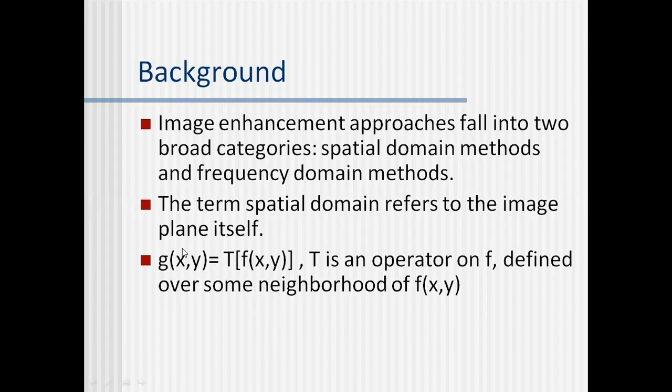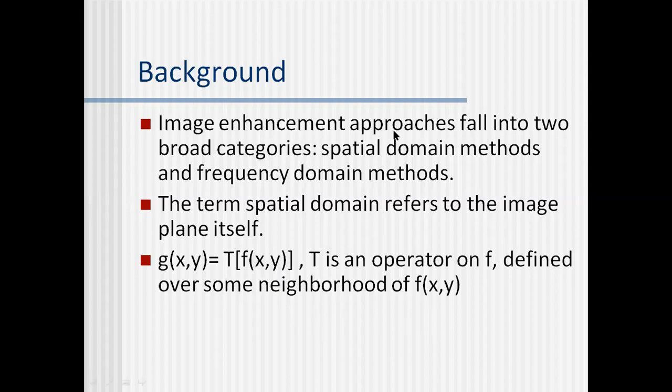g of x comma y indicates that the function is in the spatial domain. Suppose capital G of u comma v is equal to the transformation of capital F of u comma v. If the coordinates are in terms of u and v, that is the frequency domain. So here we have two types of domains. One is the spatial domain, with respect to the coordinates x and y, and the second is the frequency domain, with coordinates u and v.